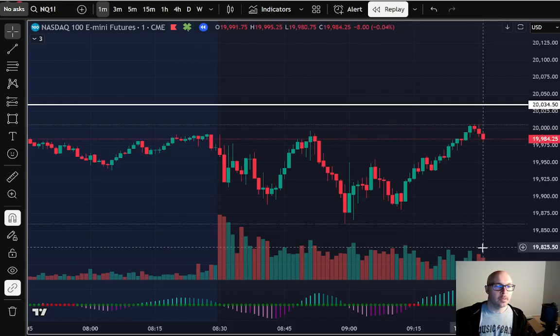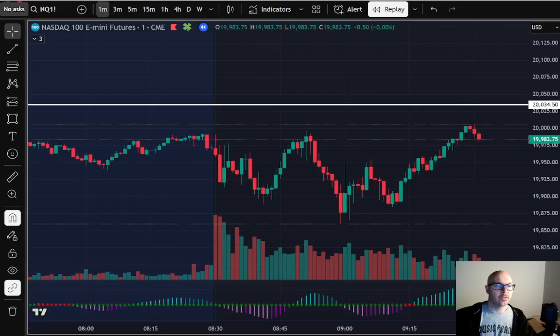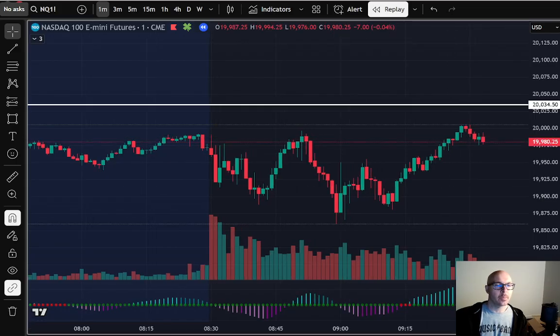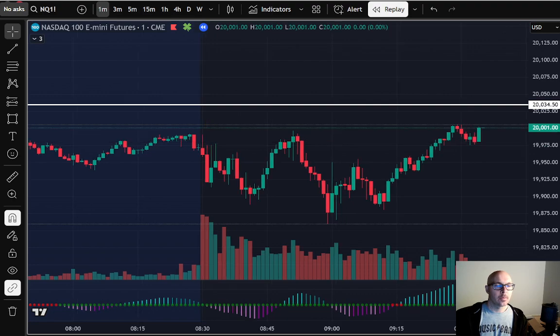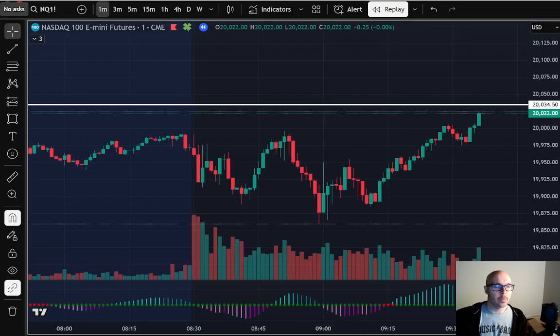Now you can see that we've got a little bit of increase in volume here as we pull back. Nothing significant though, so we're still expecting continuation on the way up. Okay, and there we go. And again, increasing volume and movement in the same direction, right? So we're reading that volume and that spread.